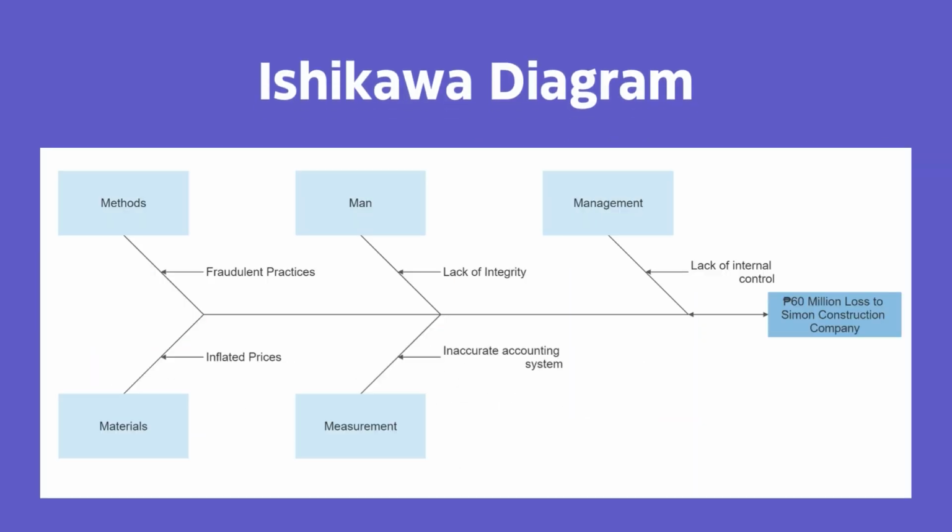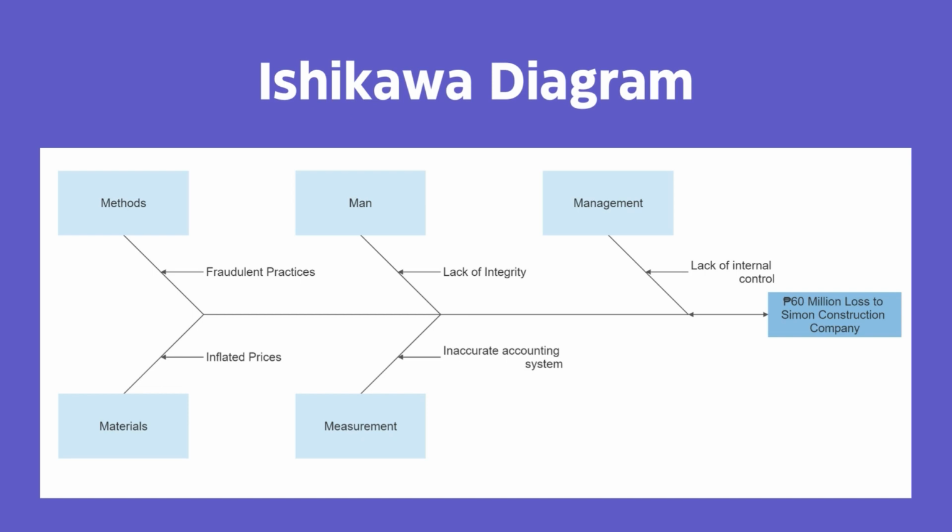The Ishikawa diagram clearly shows the 5 elements which resulted in the main problem. First is the methods, which includes fraudulent practices by John and his secretary. Second is the man, which includes lack of integrity of John and his secretary.